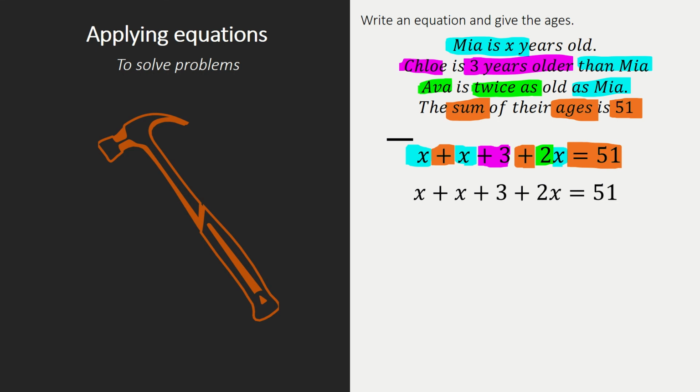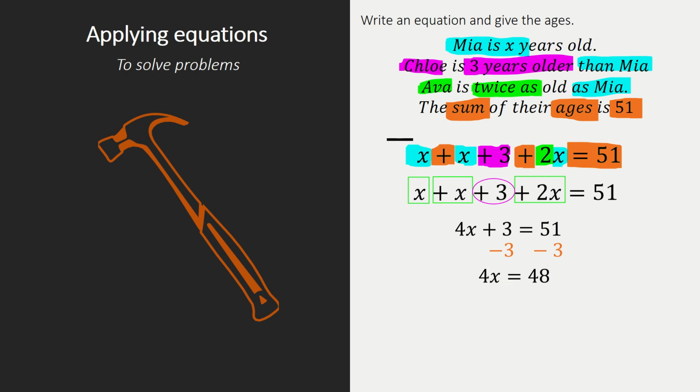And without colors, it's way easier. You need to highlight the like terms because you're only allowed to add or subtract like terms. So x and 2x are like terms and 3 is on its own. You get 4x plus 3 equals 51. Now we want to have our letters on the left-hand side, so we need to get rid of the 3. To get rid of our 3, we need to subtract 3. And of course on both sides, since we need to maintain balance.